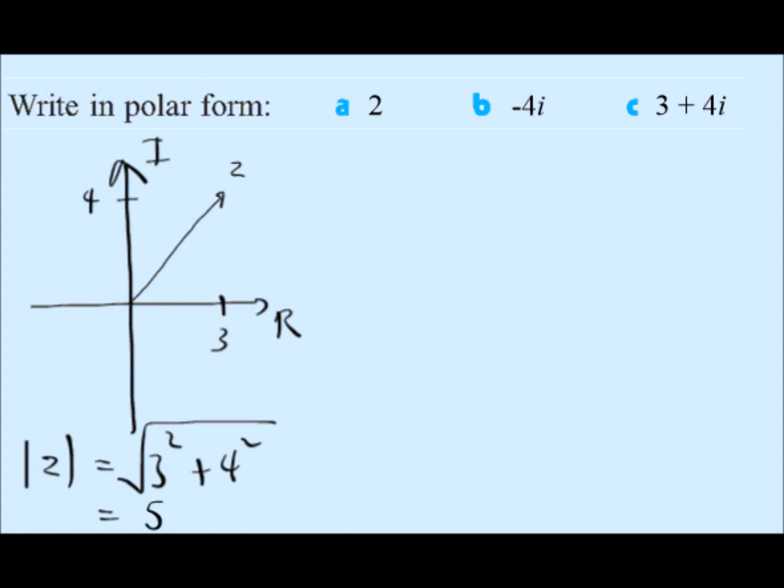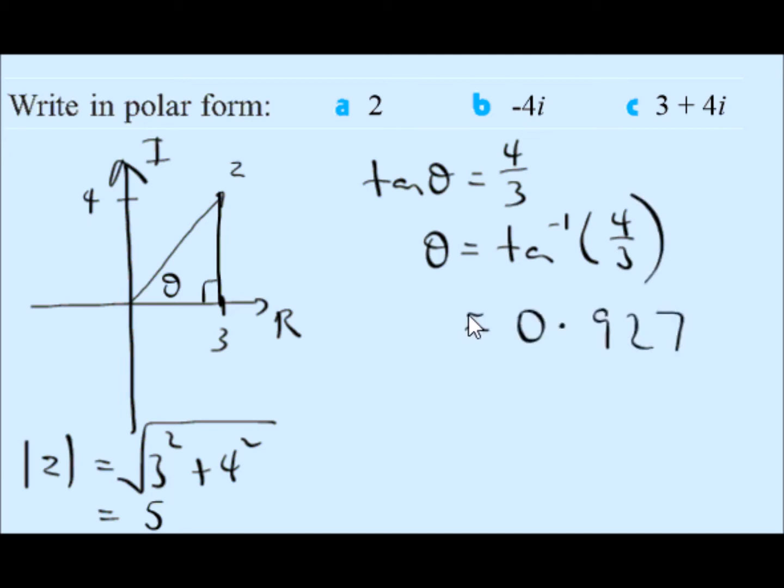Now, what about the argument, that angle there? If we consider a right angle triangle here, we know that the tangent of theta is equal to the opposite length, which is 4, divided by the adjacent, 3, and therefore we end up with inverse tan of 4/3, and that will give us the argument. Using our calculator, we get approximately 0.927. So we can rewrite 3 plus 4i in the form of 5, the length, times the cis of 0.927. And that now is in polar form.